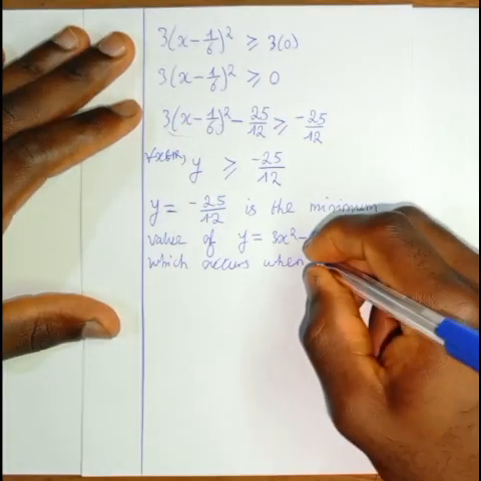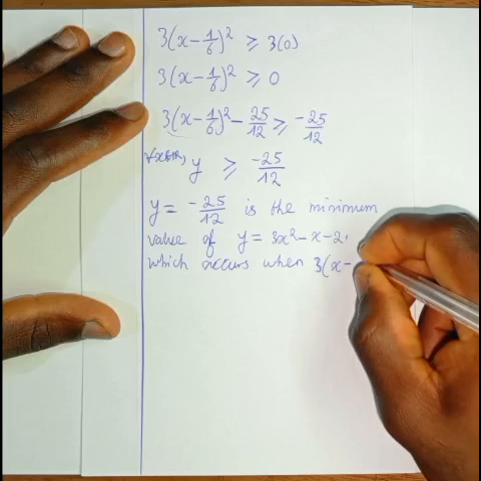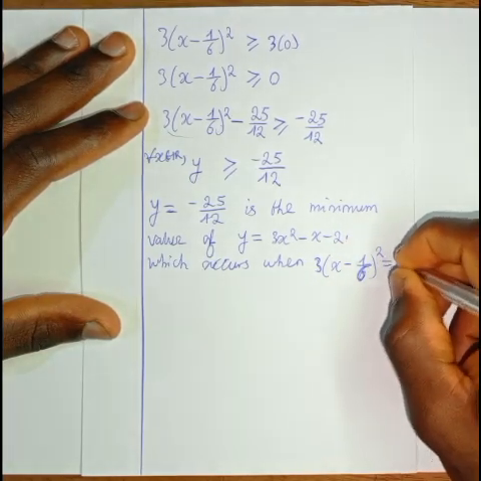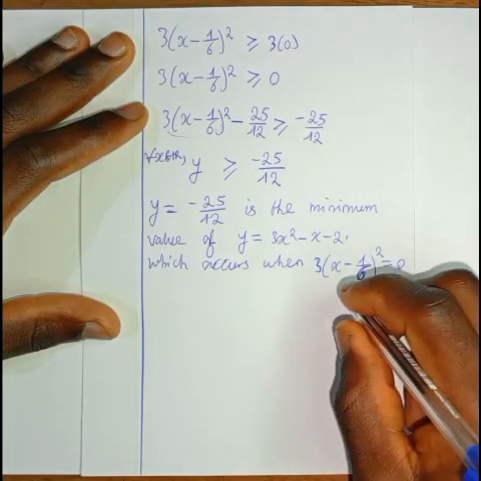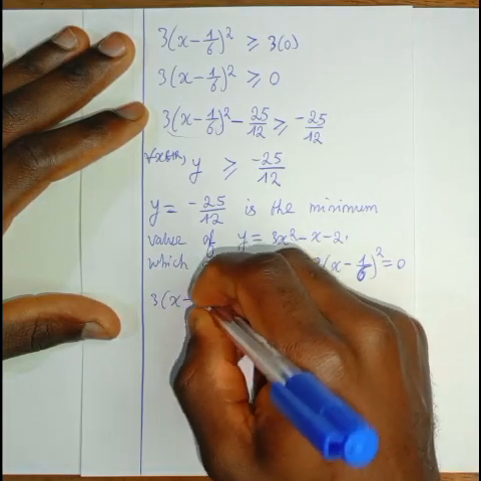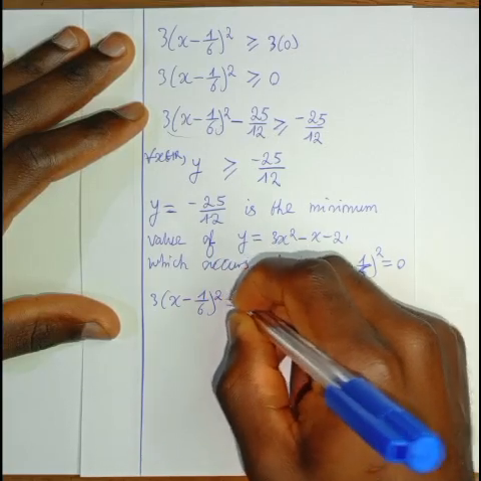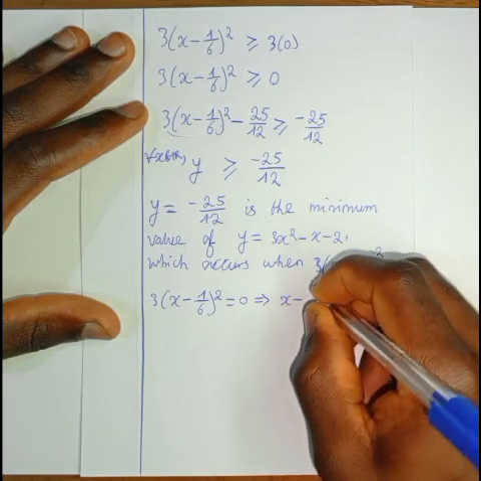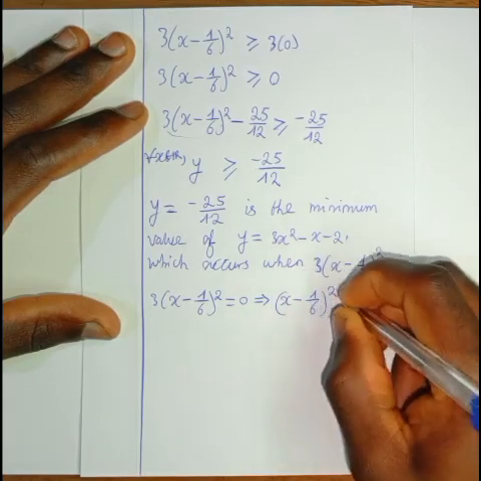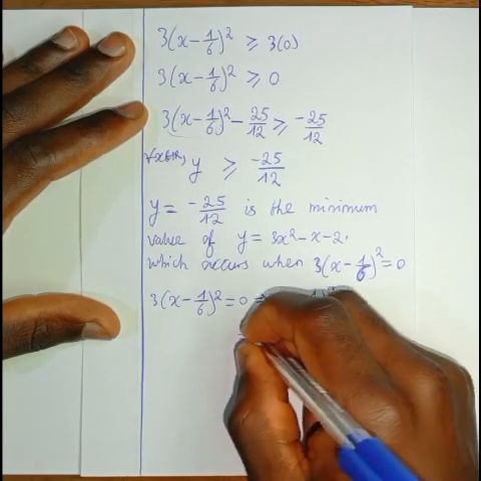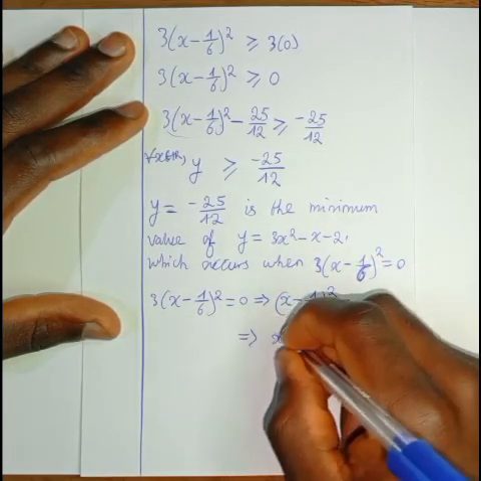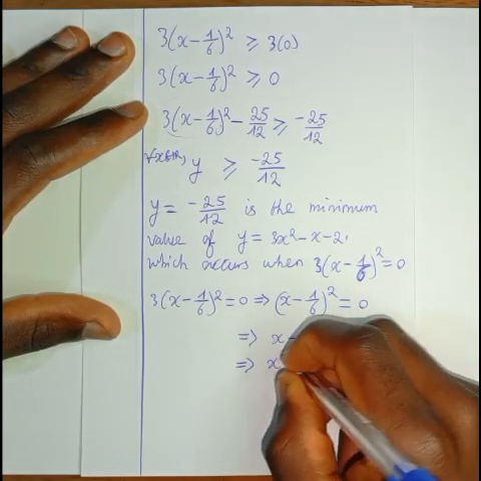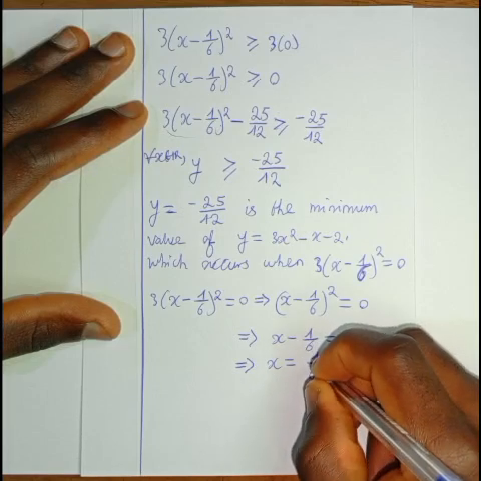this is equal to 0, when 3 times x minus 1 over 6, all this squared, is equal to 0. We are going to solve this equation for x. If we divide both sides by 3, we'll be left with x minus 1 over 6, all this squared, equal to 0. Next, if we take the square root on both sides, we're going to retain x minus 1 over 6 equal to 0. Then x will simply be equal to 1/6.